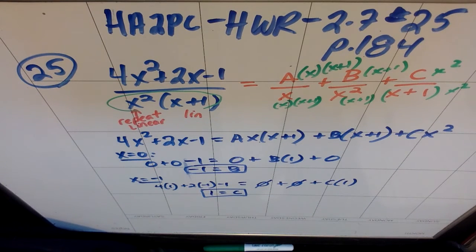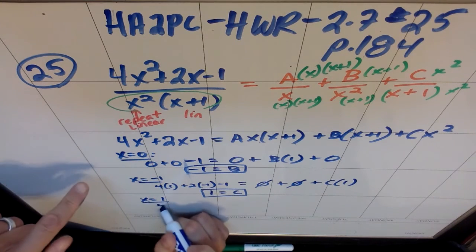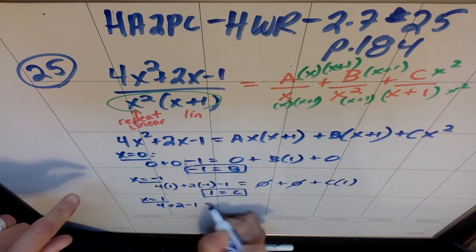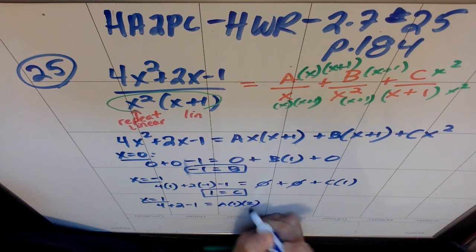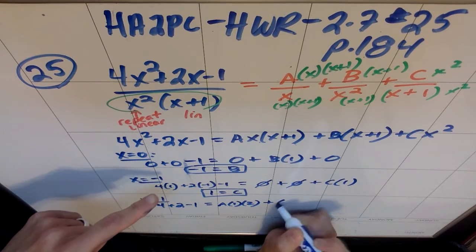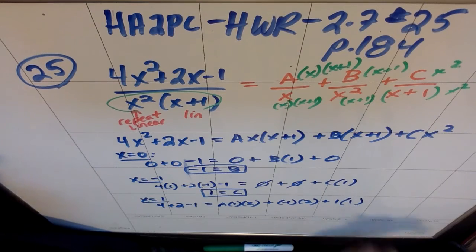Now that I know B and C, honestly, I can plug in any x value to find A. The only easy x value that I haven't used is x equals 1, so that's what I would suggest using. So if I plug in x as 1, right, I'm going to get 4 plus 2 minus 1 on this side. On this side, I'm going to have A, which I don't know, times 1 times 2, plus B, which I do know, is a negative 1 times 2, plus C, which I know is a 1 times 1.